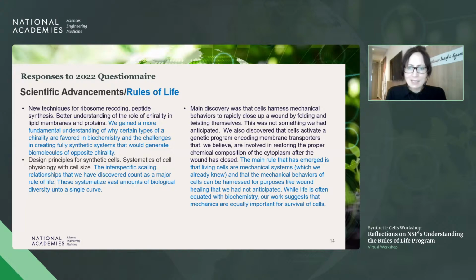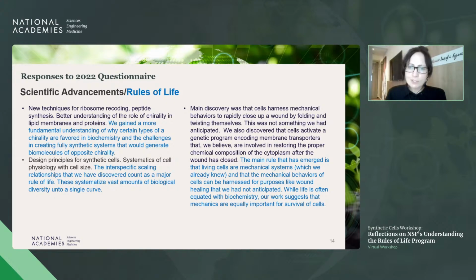Thank you. So another team worked on engineering a ribosome capable of translating amino acids of opposite stereochemistry. They were learning how to better recode the genetic code in general as a result of that work. Then another team was working on the relationships between the physiology of the synthetic cells and the size of the cells. They were basically investigating those scaling relationships in metabolism.